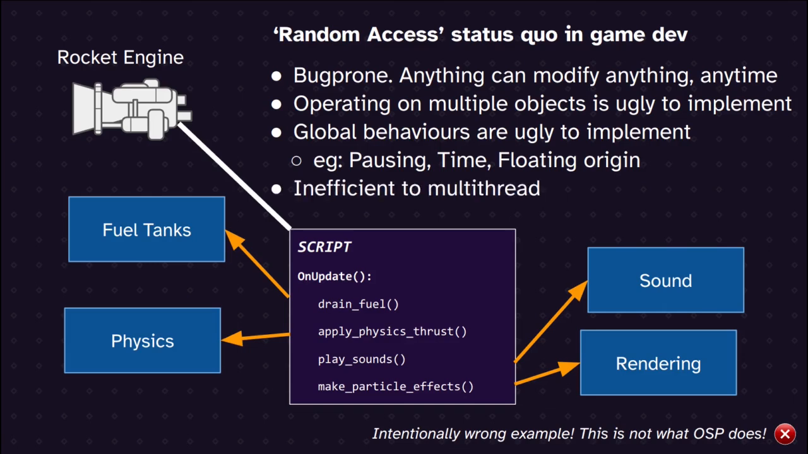And lastly, I don't want to get too into the details, but this is also very inefficient to multi-thread. If we let multiple threads access a fuel tank at the same time, then we need to deal with the complexity of synchronization between threads. One thread would have to lock the fuel tank while it's using it, and another thread would have to sit and wait until it's done. This is going to end up happening multiple times a frame for every object, leading to horrible inefficiencies, where a single thread might actually be faster. There are cases where using multiple threads will lead to a slowdown.